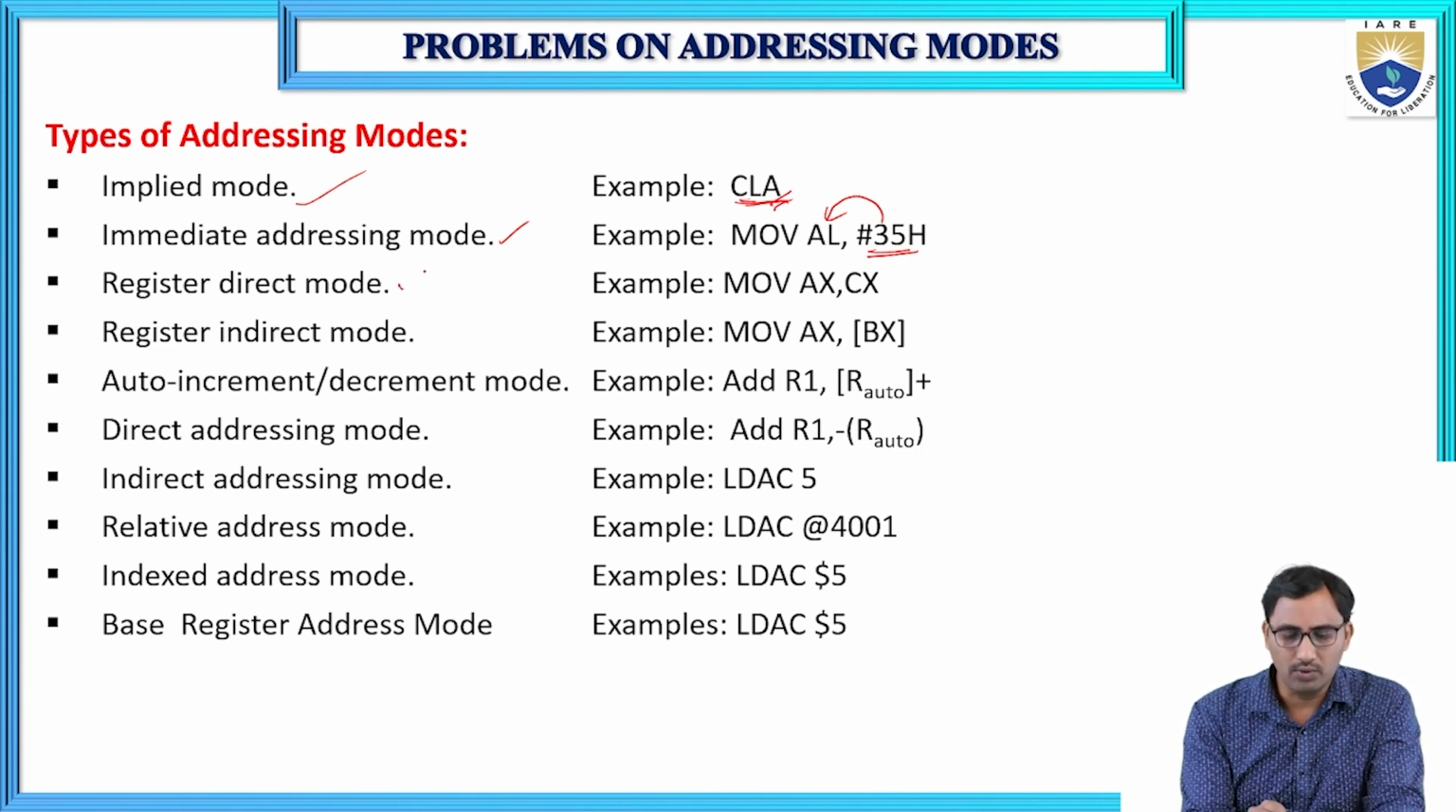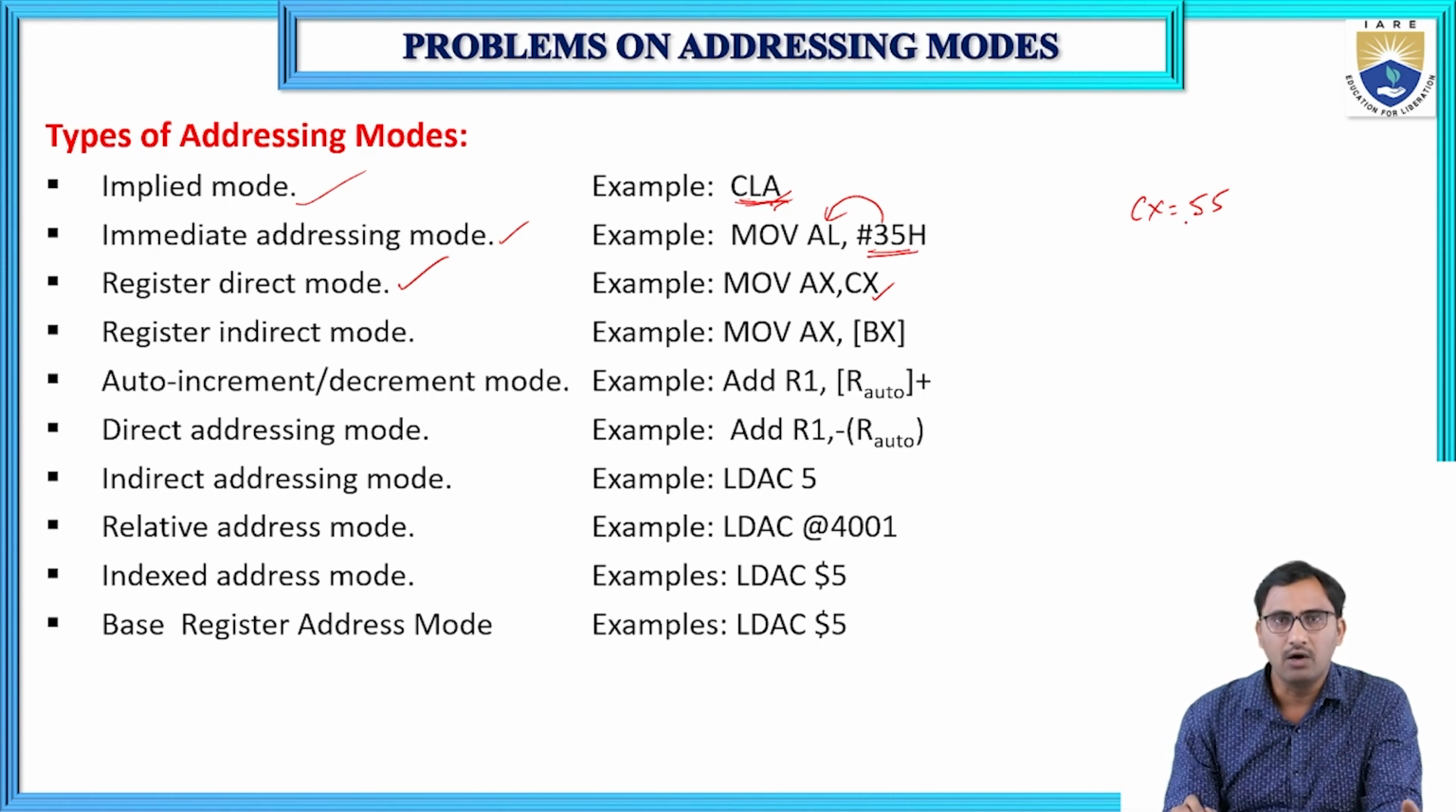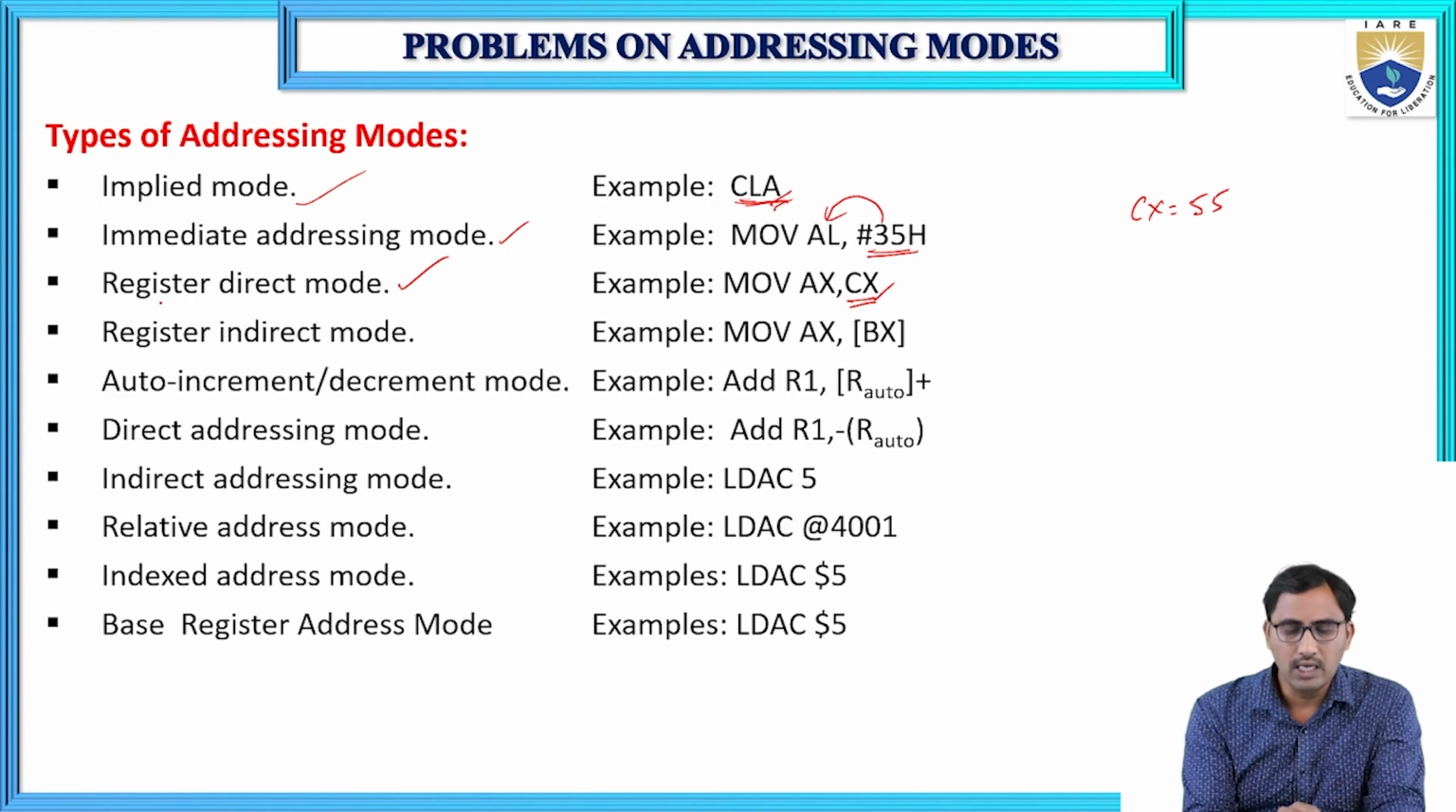Register direct addressing mode. Here the operand is specified in the register CX directly. Suppose CX contains 55. That means 55 is the operand, and it is specified in the register. That's why it is called register direct addressing mode.